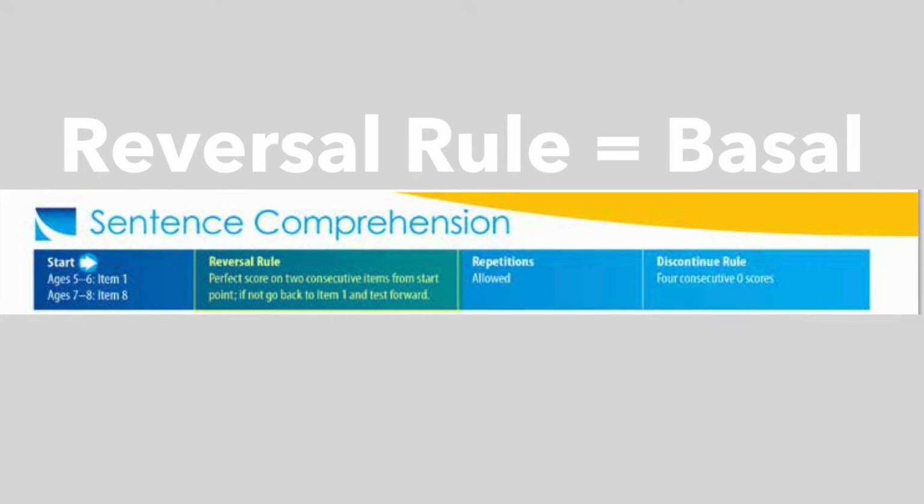For sentence comprehension, the reversal rule reads as follows: perfect score on 2 consecutive items from start point. If not, go back to item 1 and test forward. So basically it's saying that you have to have 2 correct answers from where you start, otherwise you have to go all the way to the beginning of the test and start scoring from there.